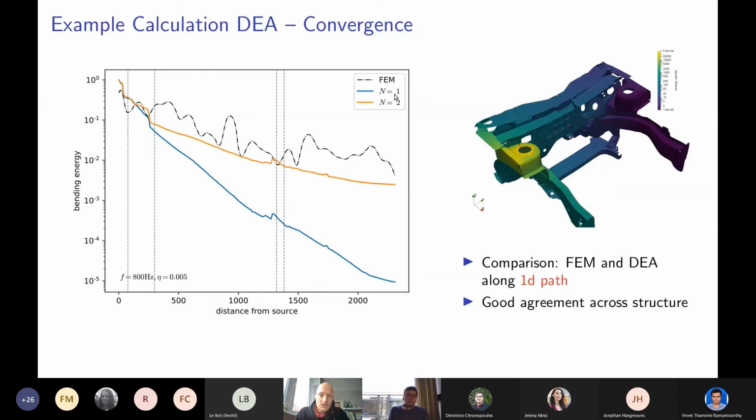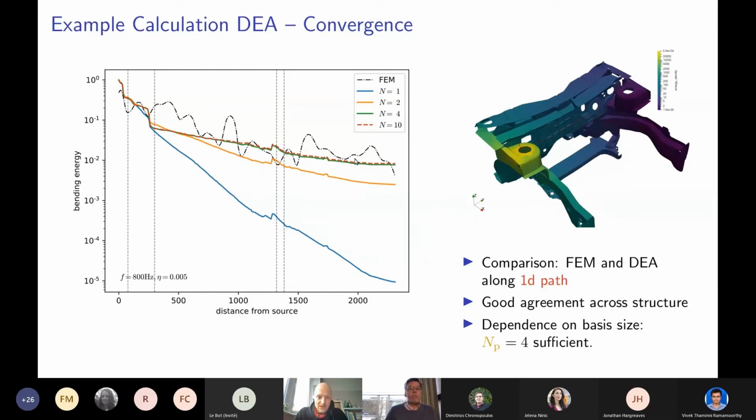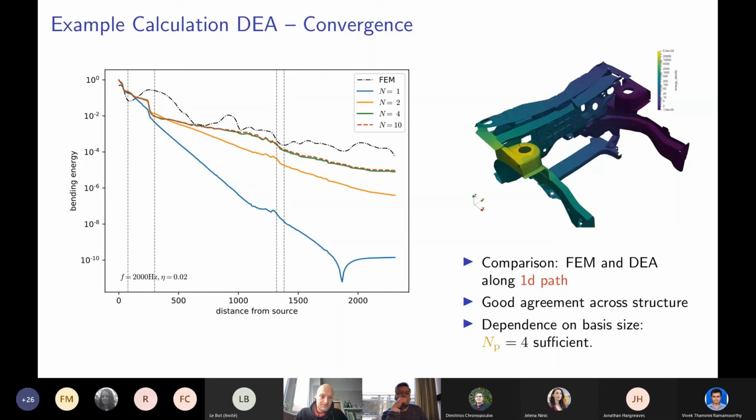Now, if you include two functions, you get more directionality and you get a better agreement across the structure. If you go to 4, you are already in good agreement. It looks like the FEM data, but averaged out. This is something you would expect because DEA is in a sense also acting as an averaging method. Now, if you go up to 10, you don't see much more change, which we take as a hint that this model can be solved with only 4 basis functions in Legendre space. Okay, this is one calculation.